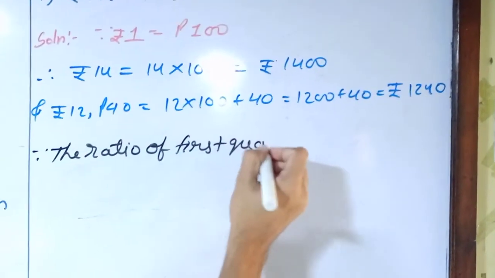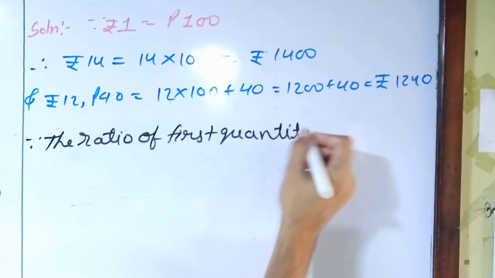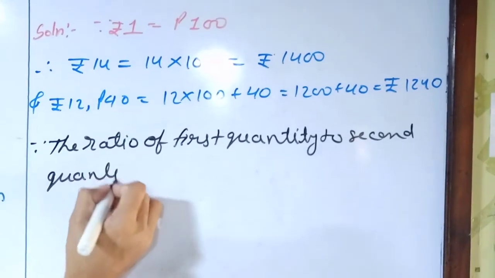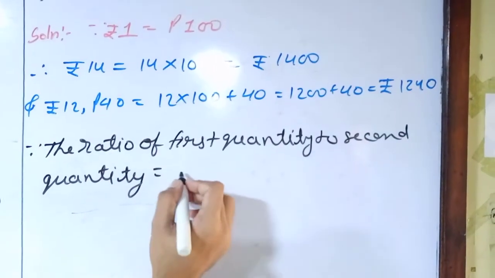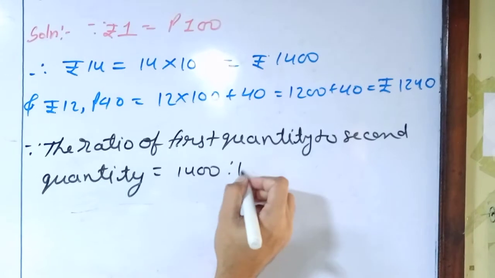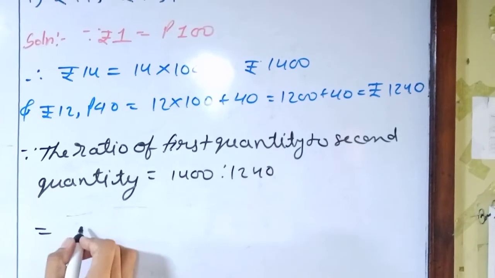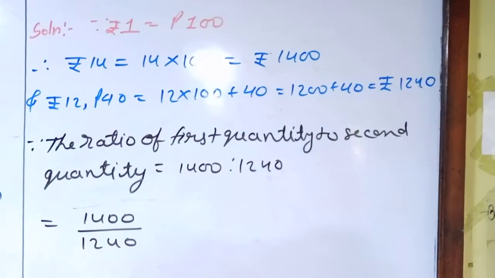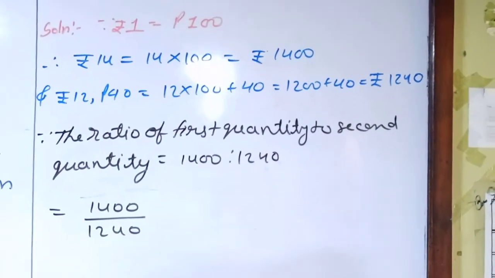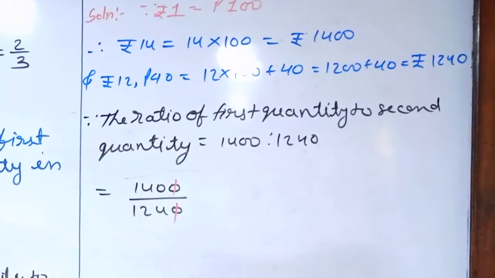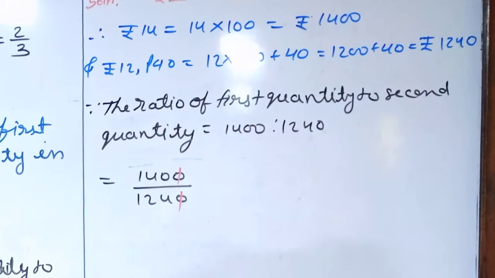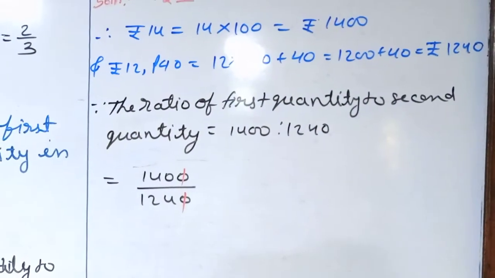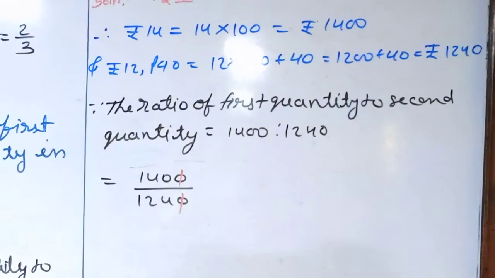Now we have to find out the ratio. The ratio of first quantity to second quantity is equal to 1400 is to 1240. Can we write it as 1400 upon 1240? Yes. Here 10 and 10 will become cancelled. We got 140 and 124. So how do we do the cancellation of these two? Just think about how we are going to do it.